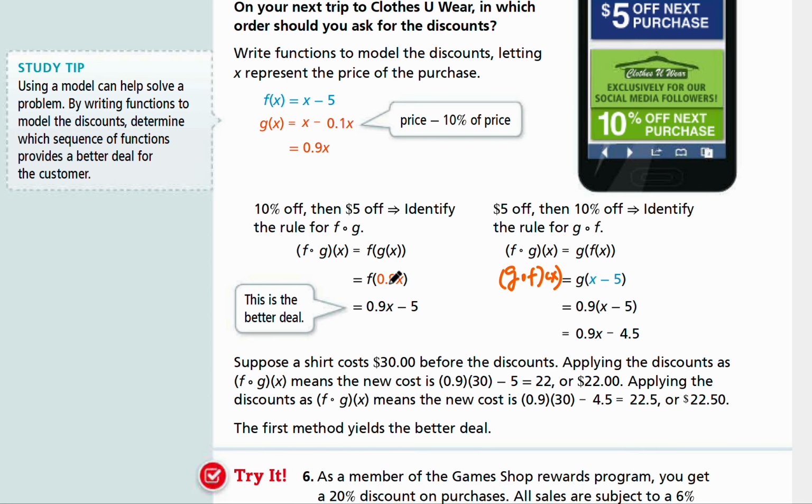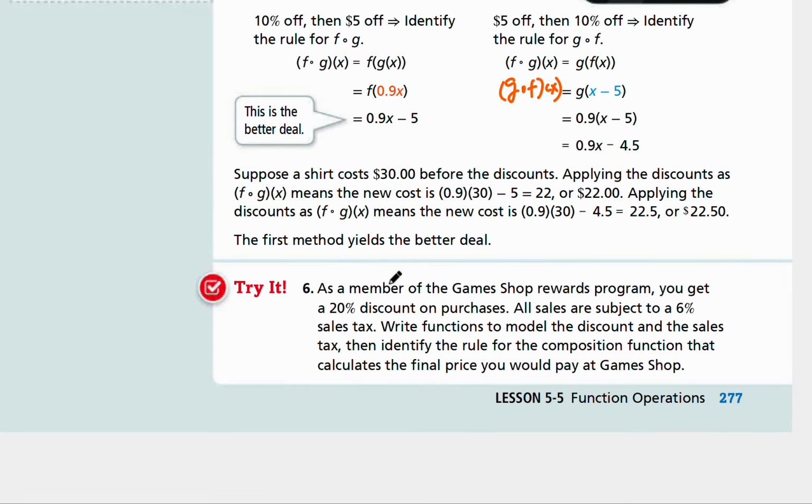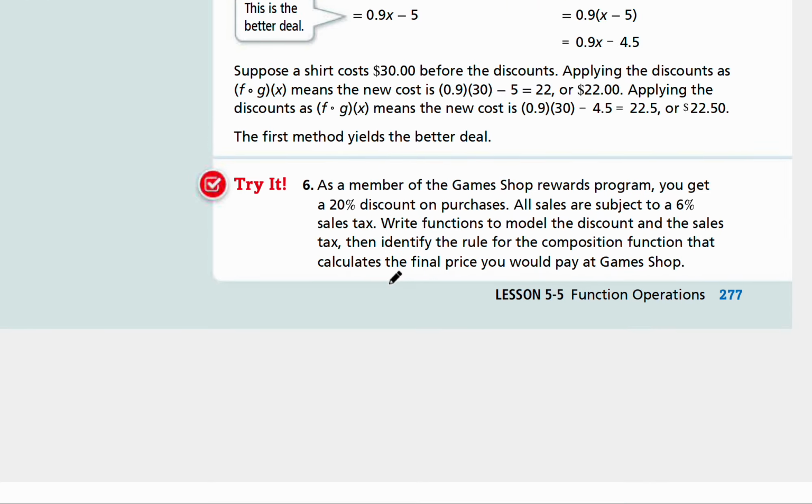So let's look at try number 6. As a member of the Game Shop Rewards program, you get a 20% discount on purchases. All sales are subject to a 6% sales tax. Write functions to model the discount and the sales tax, then identify the rule for the composition function that calculates the final price you would pay at Game Shop. So pause the video, see if you can do it by yourself. Come back when you're ready for answers.